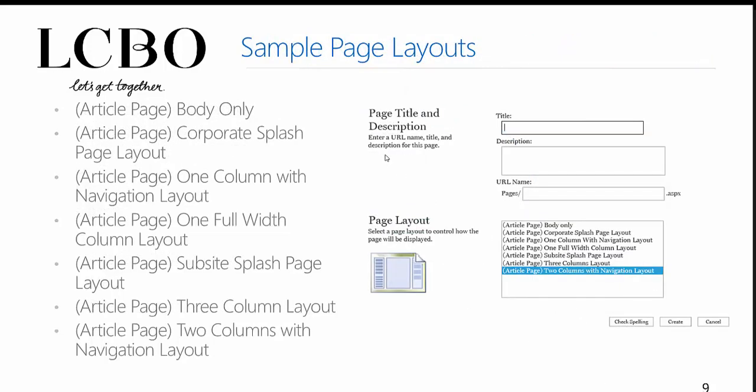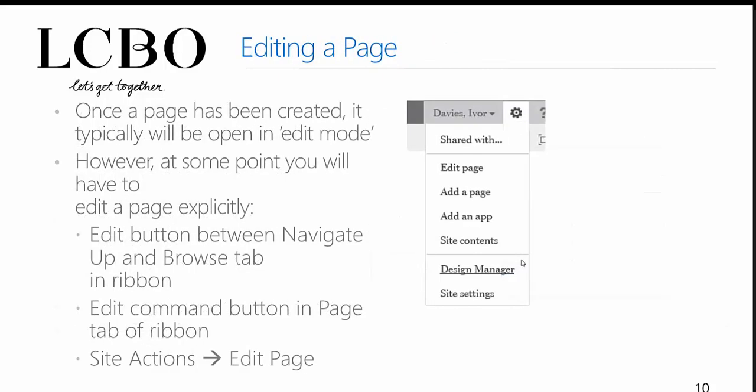Sample page layouts used on the LCBO corporate portal are article page, which is body only, article page, which is a corporate splash art page layout. There's also a one column with navigation layout. There's a one full width column layout with no navigation and no right column. It's just the full width of the page. There's also an article page, which is a subsite splash page. There's a 3-column layout, and there's also a 2-column layout with navigation. All you need to do is, when you're creating the page, select what type of page you would like your page to be.